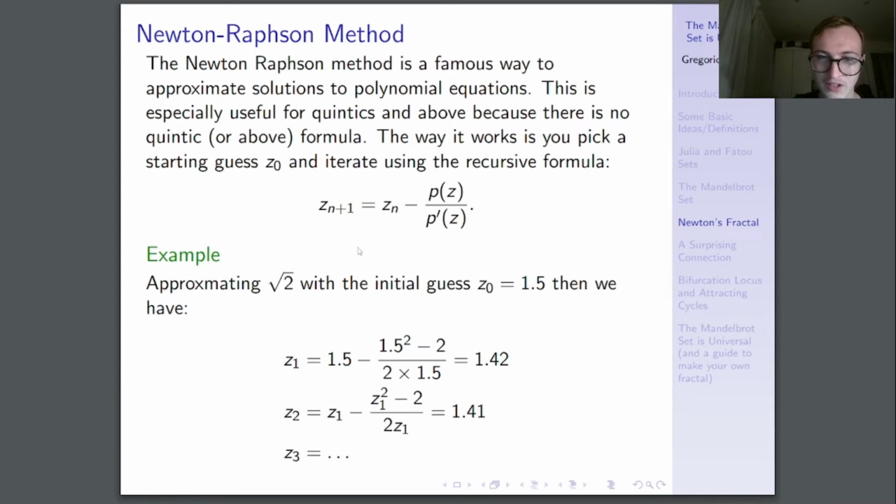and the square root of 2 is basically just the root of z squared minus 2. So really we're approximating a root of z squared minus 2. So we plug in 1.5 squared minus 2, and then we divide it by the derivative, so 2z, so 2 times 1.5, and we get about 1.42. When we plug that in, we get 1.41 and so on, and this will get closer and closer, but you can see this is already very accurate. So it's a very powerful method of approximating solutions. So that's what it is. It's an iterative formula which allows you to approximate solutions to polynomials.